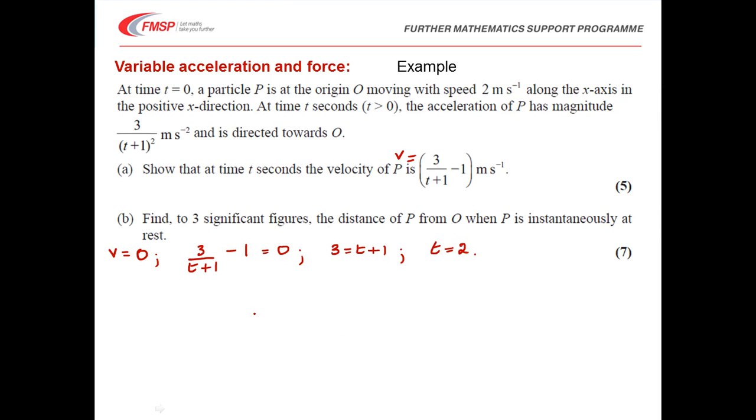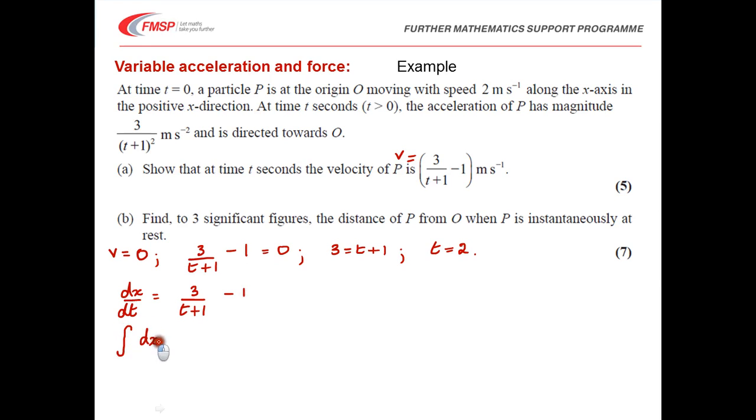At the moment we don't really have any information about the displacement. We know the velocity in terms of time, and so we can use, again, a differential equation to get an expression for x by replacing v with dx by dt. Rate of change of displacement with respect to time is velocity. So the expression that we have for our velocity, make that equal to dx by dt. And then again, separate and integrate.